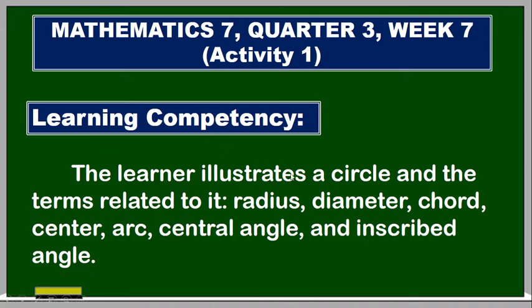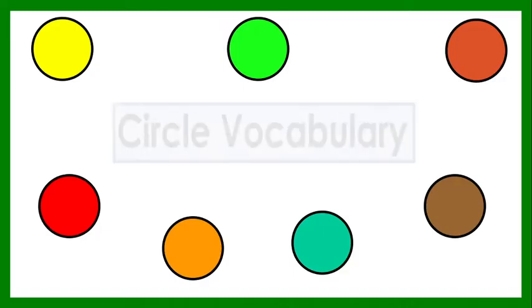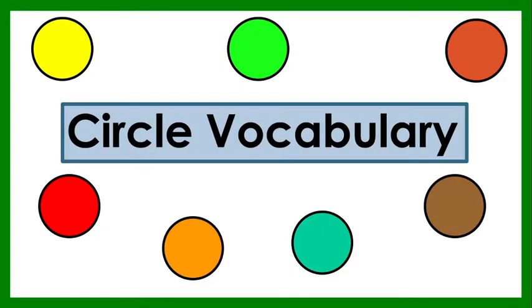The learner illustrates the circle and the terms related to circle just like radius, diameter, chord, center, arc, central angle, and inscribed angle is the learning competency of today's video. So to start with, let us try to familiarize circle vocabulary.